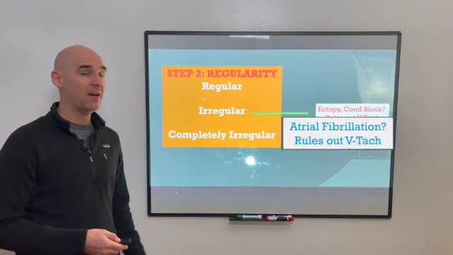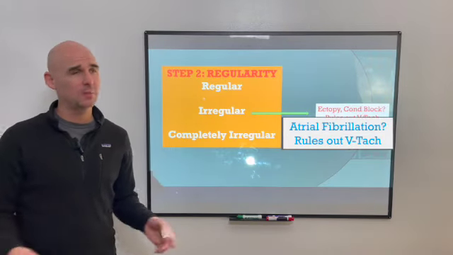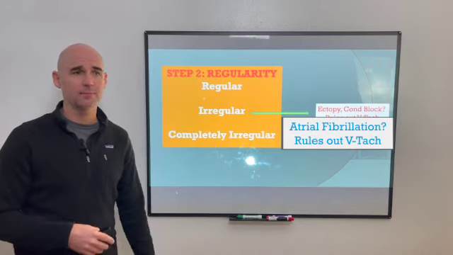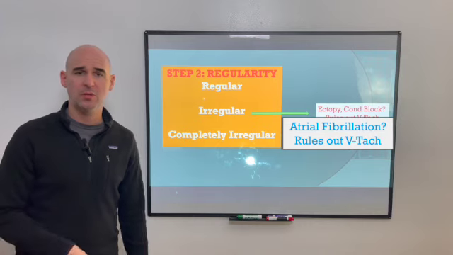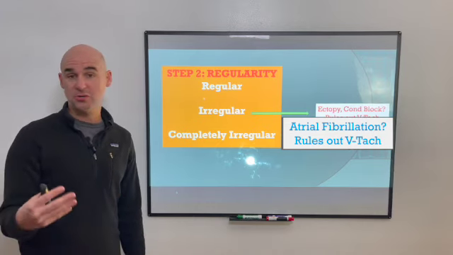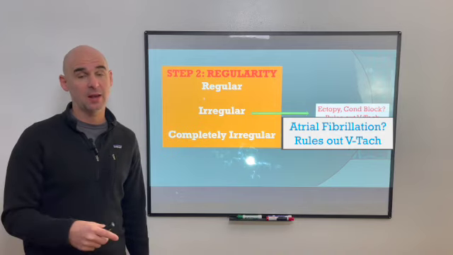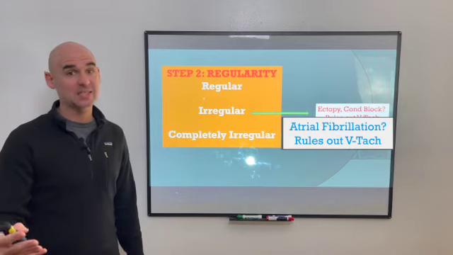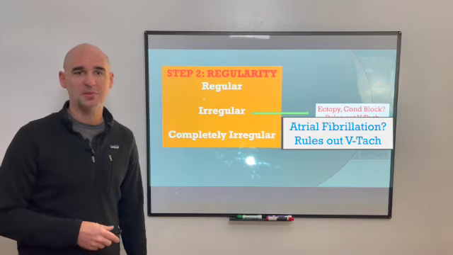And then finally, we have completely irregular, meaning there is absolutely no regularity between any of the complexes. Usually the most common thing that causes that is atrial fibrillation, or an underlying atrial fibrillation is the cause of that. The other nice thing again is that it rules out V-tach, because V-tach is not going to be completely irregular.